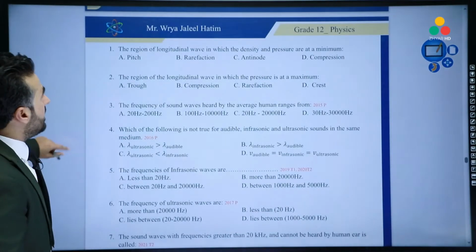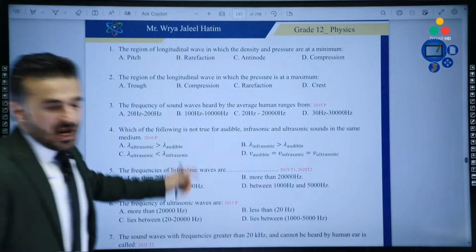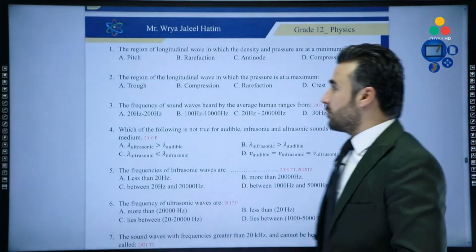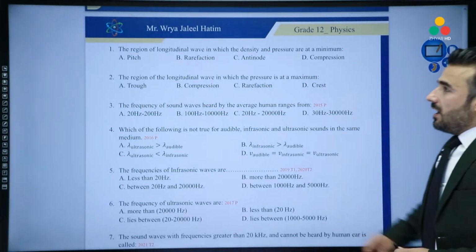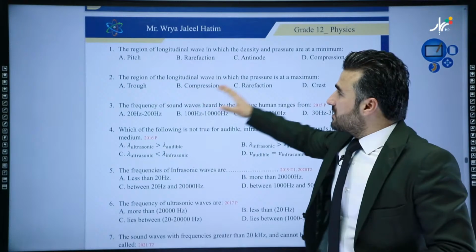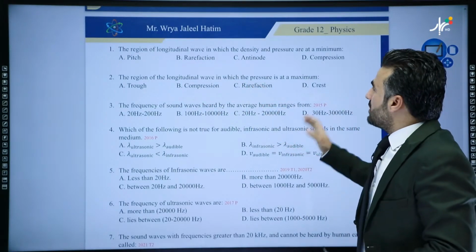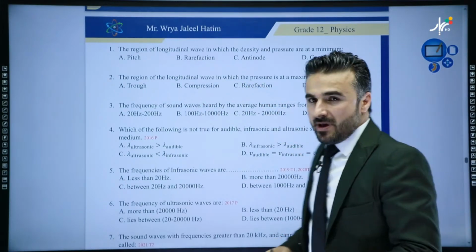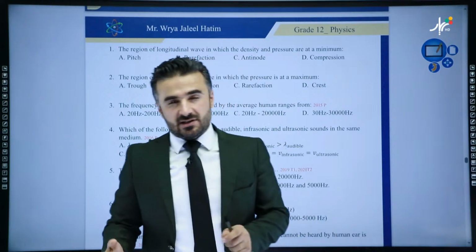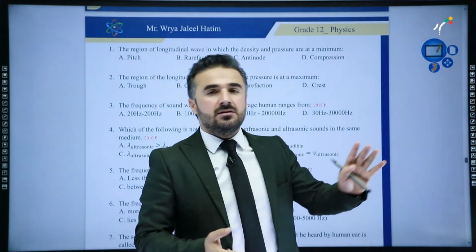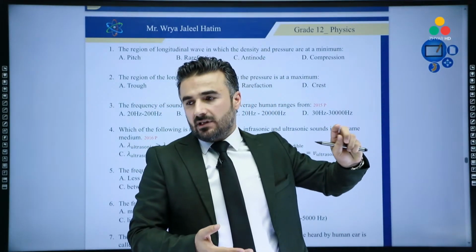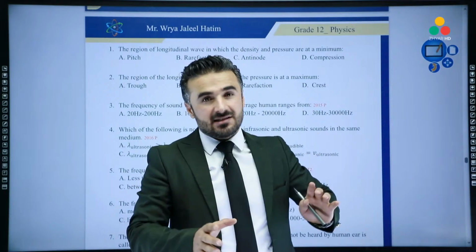Alright, now we have some national or WSAT exam questions, past ones. Take a look at these. The first one says: the region of a longitudinal wave in which the density and pressure are at minimum. Remember, we said there are two regions basically.